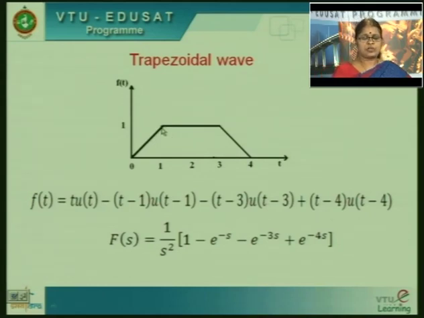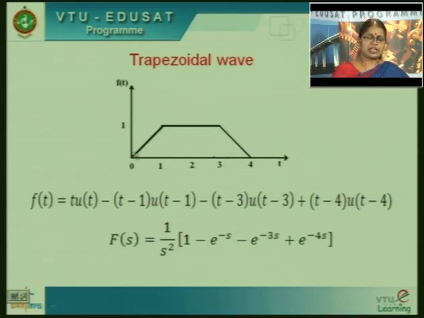Then from time 1 to 3, the slope is 0 and the magnitude of this function is 1. And from time 3 to 4, again it has a slope, and the slope of this segment is minus 1. Here the slope is 1, then slope is 0, and then slope is minus 1. So, very easily you can write the equation of this waveform.